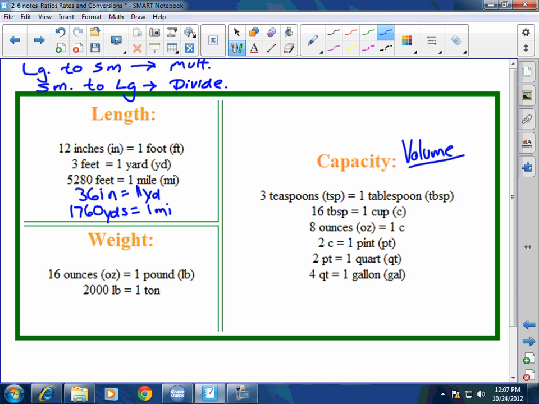Let me give you an example. Let's say I've got 60 inches, and I want to convert it to feet. First thing you got to ask yourself, am I going from small to large or large to small? Small to large, because I'm going from inches to feet. When I'm going small to large, do I multiply or divide by the conversion factor? Divide. What is the conversion factor of inches and feet? 12 inches in a foot. So I'm going to divide 60 by 12, and that's going to equal 5 feet. You're done. It's that easy.